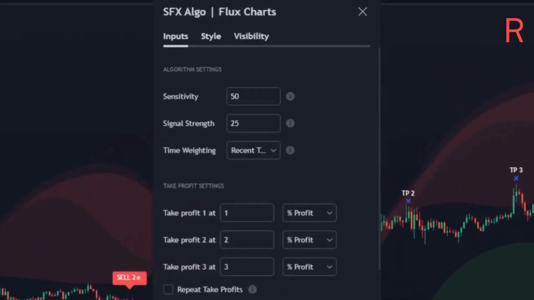In the settings, you can customize the sensitivity and the strength of the signal as well as the time weighting. Adjusting sensitivity will impact signal frequency, with lower settings working better for shorter time frames and higher settings for longer time frames. By adjusting the strength of the signals, the indicator will filter out the weaker entry signals. The time weighting allows you to select how much of the market data you want to be used while generating the signals, with long-term trends relying more on the past data, recent trends focusing on the recent price movements, and the mixed trends combining both. It is important to align all of these settings according to your trading style.